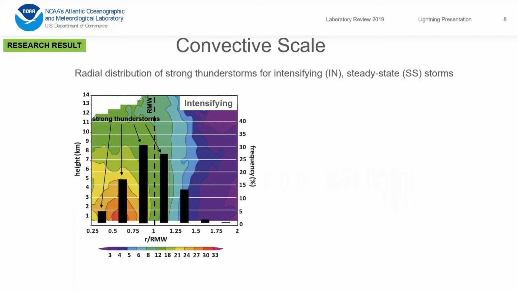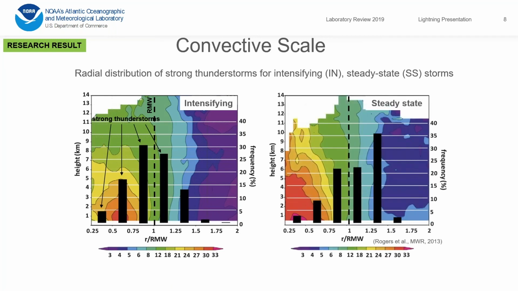Coming down in scale, looking at convective scale processes, this is a research study that was done about 5 or 6 years ago that looked at storms that were intensifying versus those that were not intensifying. So basically just focus on these black bars here. That's showing you the radial distribution of strong thunderstorms, convective bursts, if you will, and how they vary as a function of radius. So for the cases of intensifying storms, the peak in the distribution of these strong thunderstorms is located inside the radius of maximum winds, whereas for steady state storms, that peak is actually located outside the radius of maximum winds.